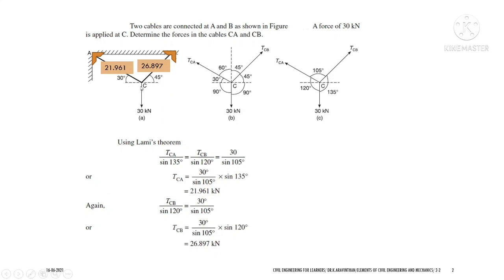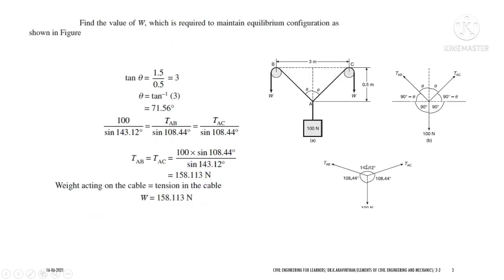As an engineer, you gave a solution that if a 30 kilonewton load is to be hung by this cable, then this cable carries a load of 21.96 kilonewton and 26.897 kilonewton, and these forces will be acting in tension mode, and there is a tensile force acting in it. So let us go to the next problem.